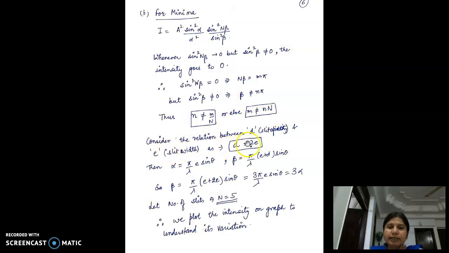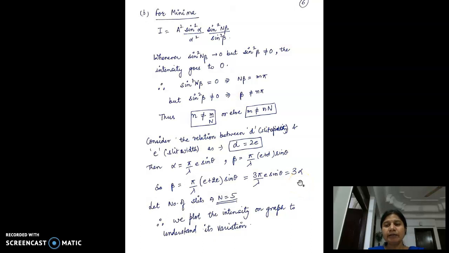Consider an example where d, the slit opacity, and e, the slit width, are related as d is equal to 2e. This will help us to estimate the value of alpha and beta related to each other. So alpha is equal to pi by lambda times e sine theta, and substituting the value of d will give you beta equal to 3 times alpha.